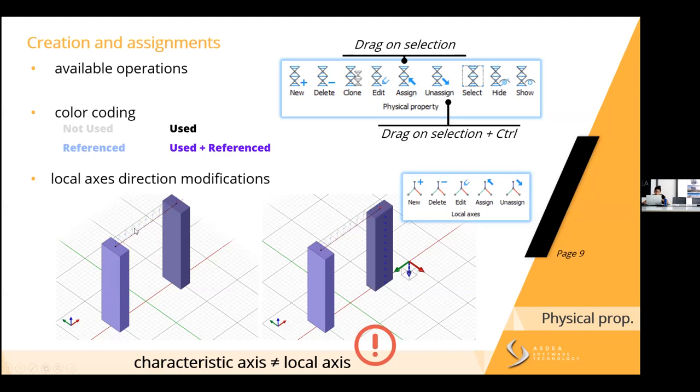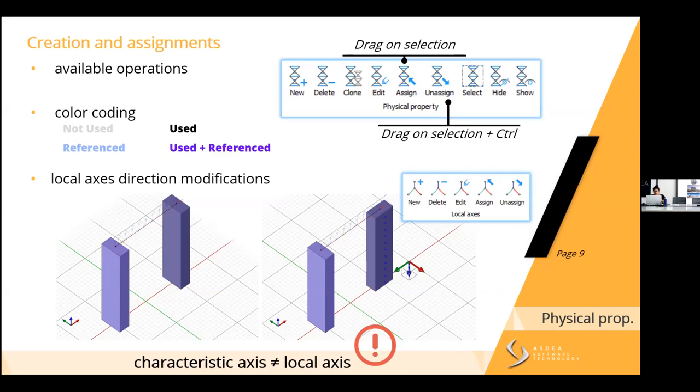So the beam has the x-axis, the face has the z-axis, which is the normal axis, and the 3D solid has also the normal axis of each of the faces. So in this case, when I talked to you about the reverse command last week, that was to change the orientation of the characteristic axis.